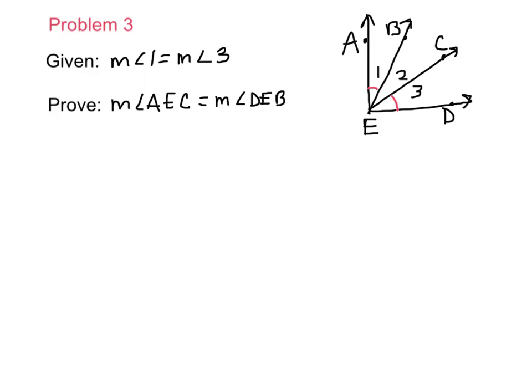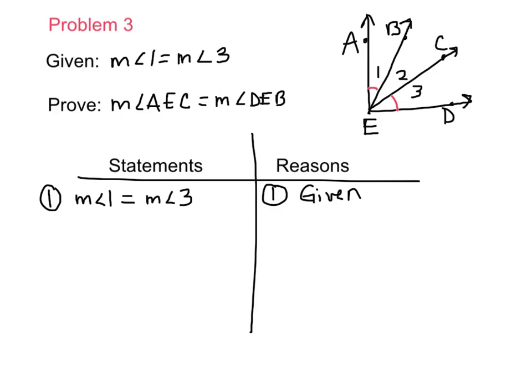So I've recopied the given and the proof in the diagram, and so now we need to make our two-column proof. So we start with our given. The measure of angle 1 is equal to the measure of angle 3. That is the given.